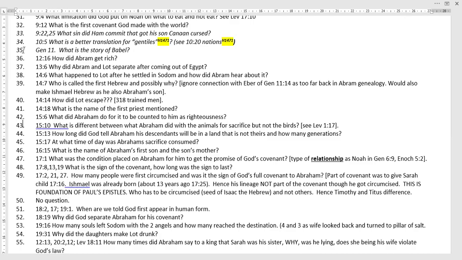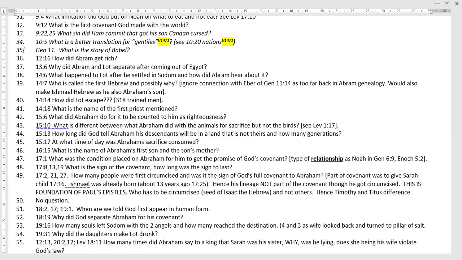Question 43, what is different between what Abraham did with the animals for sacrifice, but not the birds? We see in 15:10, I'll read it out to you. And he, Abraham that is, took unto him all these and divided them in the midst and laid each piece one against another, but the birds divided he not. And you see this again in Leviticus chapter 1, verse 17, when, again, making the sacrifice, they did certain things with the other animals, but not with the birds. Again, another example that the laws existed way before Egypt.